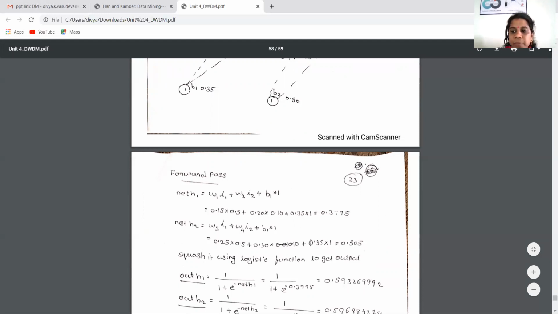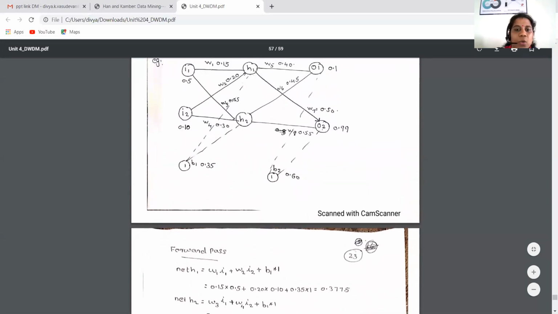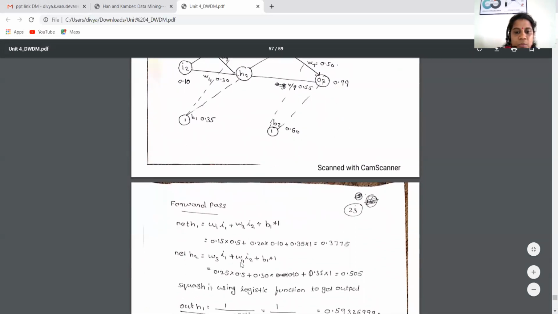Right? In a similar way, we need to calculate H2 also. So what are the edges coming to H2? I1 into W3, then I2 into W4, again B1 into 1. So W3 into I1, W4 into I2, B1 into 1. So substitute all the values, we will get 0.505.